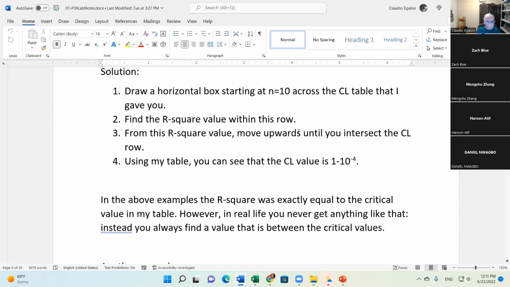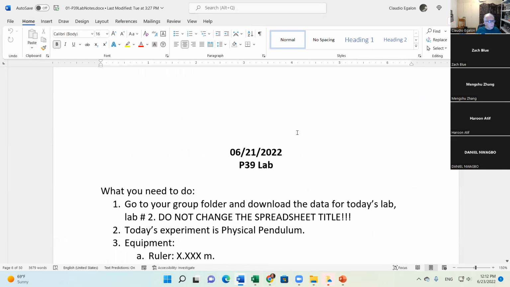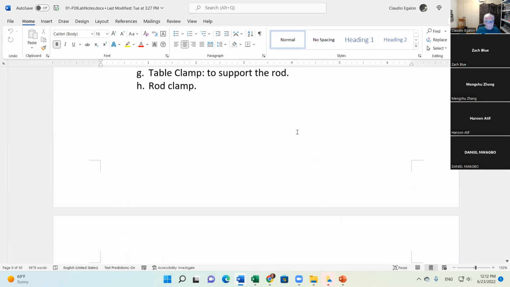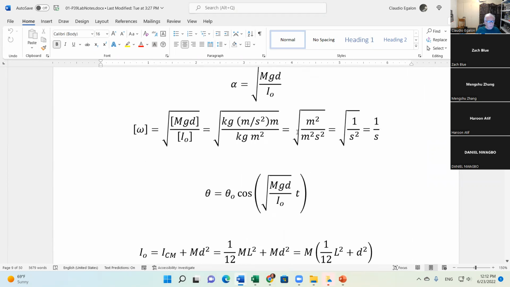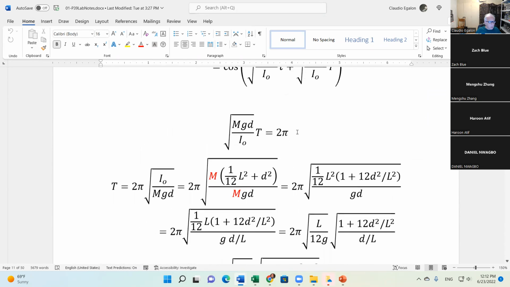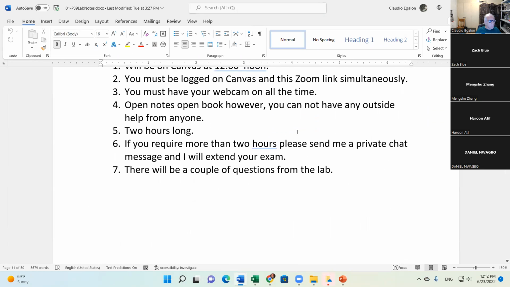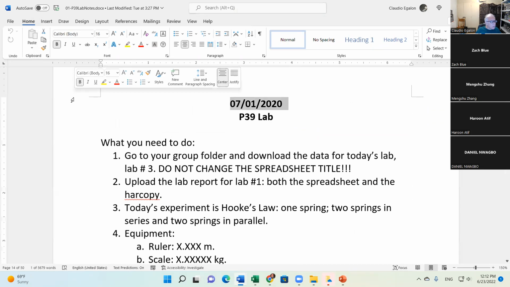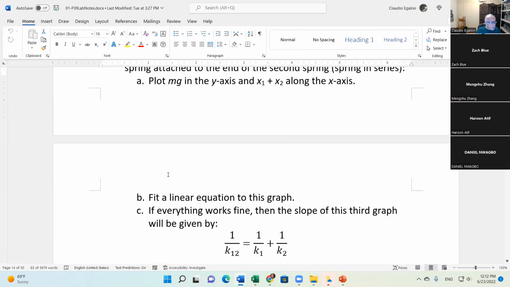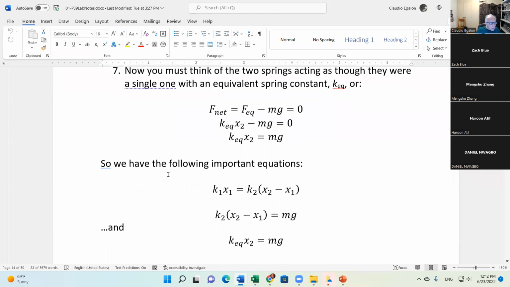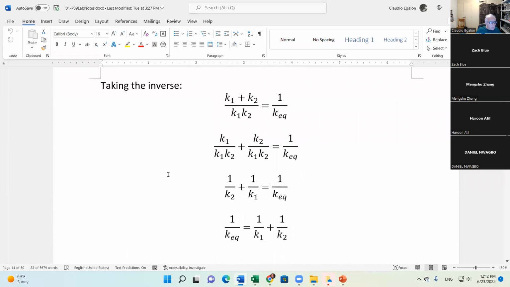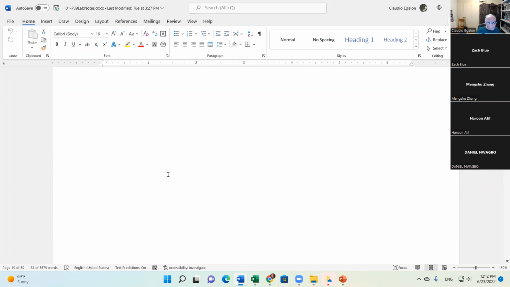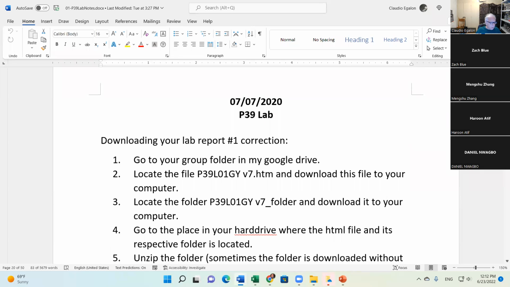The 21st, the 22nd was the exam. Today is the 23rd. Let's see, this one is not the one we're doing. This is going to be the springs. Springs in series and parallel. We're not doing this one. Let's see, what about this one?